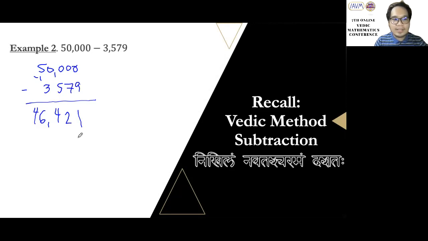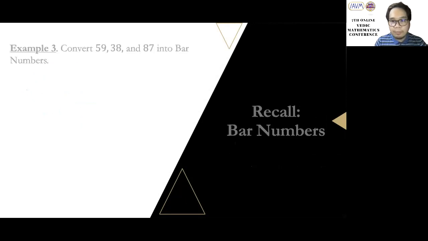Okay, and that's how we do the Vedic math subtraction. Again, for more examples, I'll refer to the references later. We also need to recall bar numbers. We need bar numbers in order for us to arrive at the general case arithmetic subtraction. So convert 59, 38, and 87 to bar numbers. So let's just have a recall here.